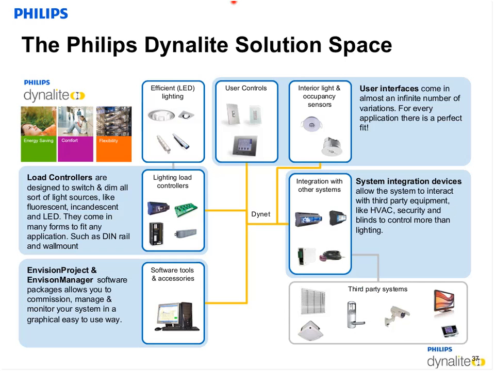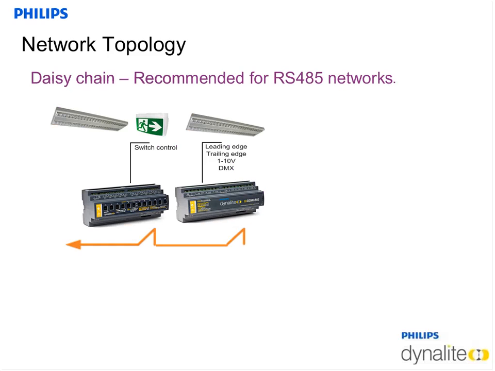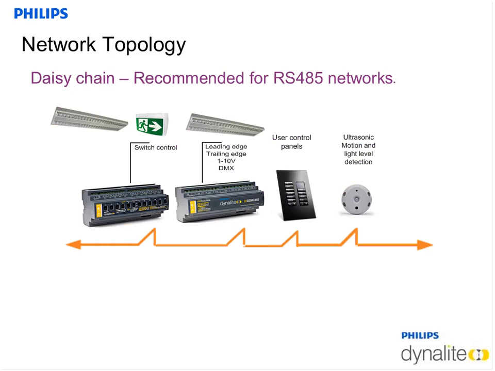A little bit about the Dynalite network topology. The key to Dynalite is daisy chain. What you're seeing here is just one device after the other, all connected by a Dynet network. Now it's orange, because the Philips Dynalite cable, the Cat5 cable, is orange. It's orange because it can be seen behind the ceiling amongst all the other wiring. So we have everything daisy chained. You cannot go wrong. Our lighting, our load controllers, our panel, our sensors, daisy chained throughout.